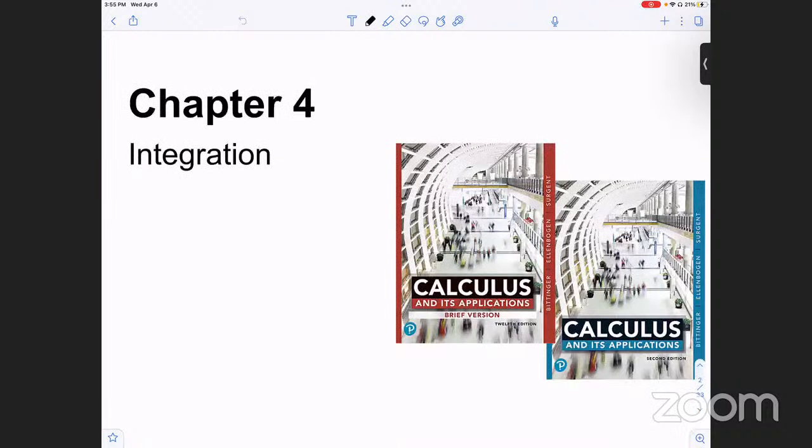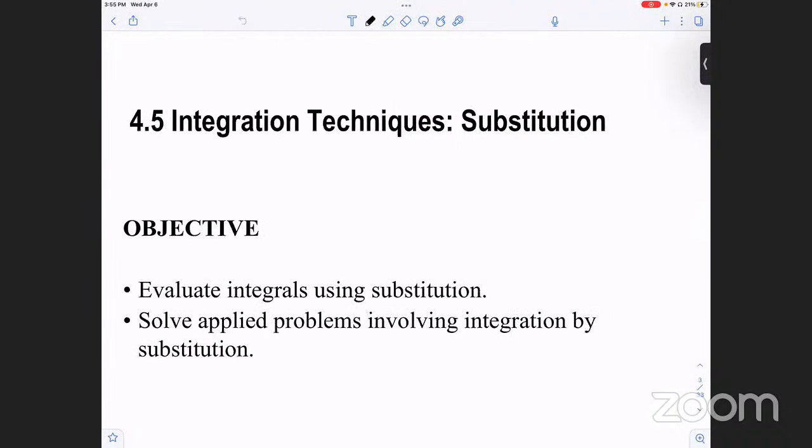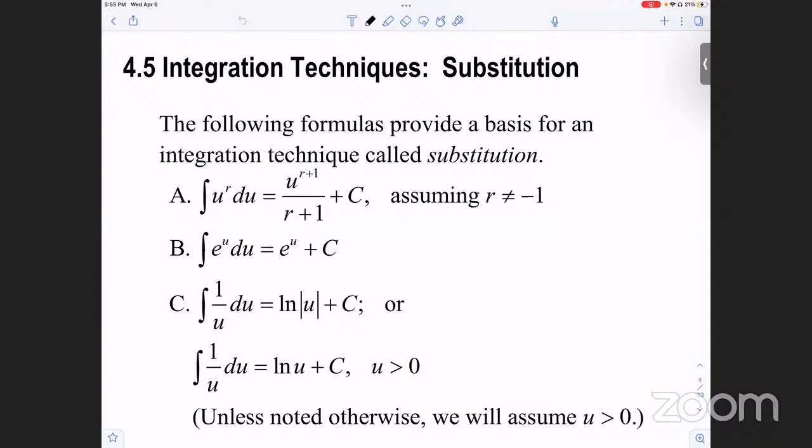So we're basically continuing with our sessions on chapter 4 on integration. And this will serve as a lecture for section 4.5, integration techniques. This one is going to be substitution. A couple of objectives: we'd like to evaluate integrals using substitution, and we'd like to solve applied problems involving integration by substitution.